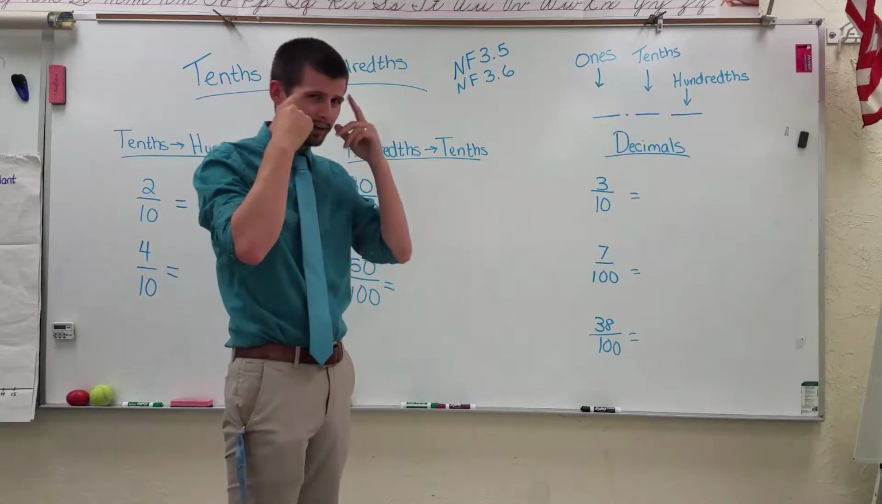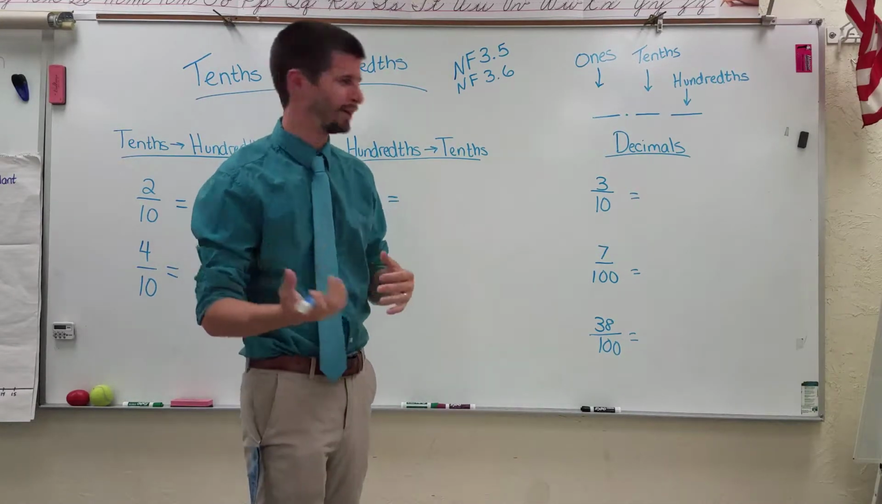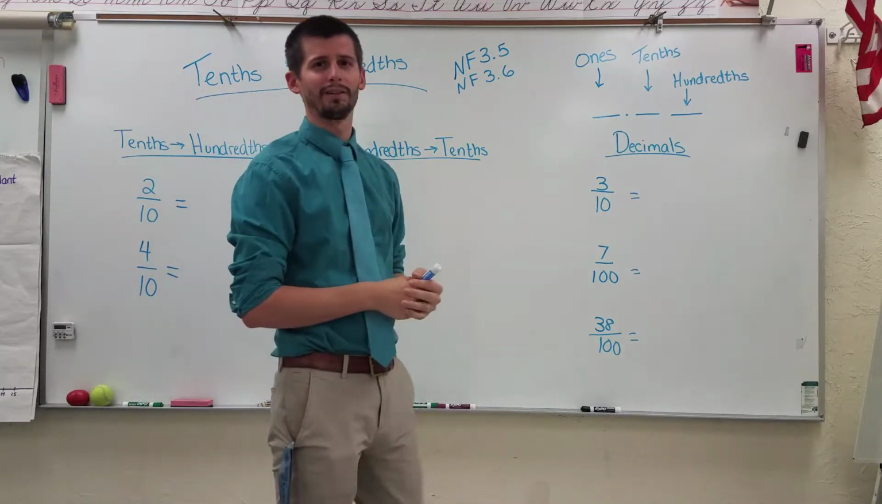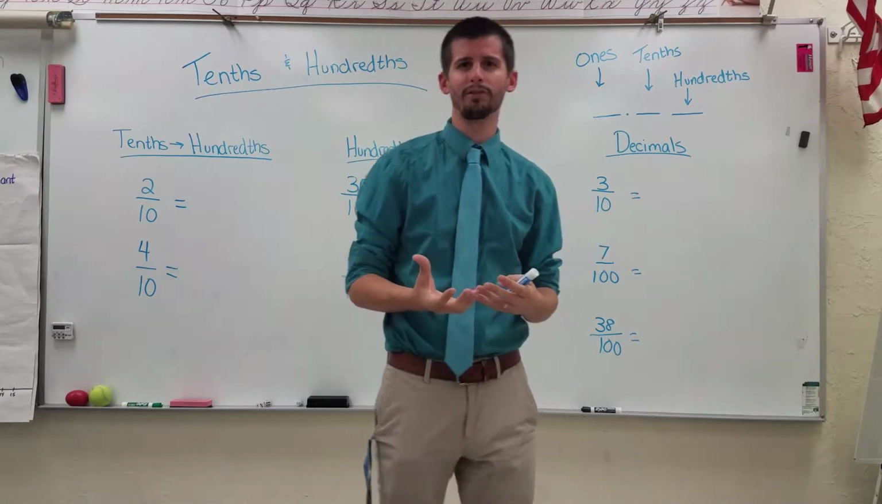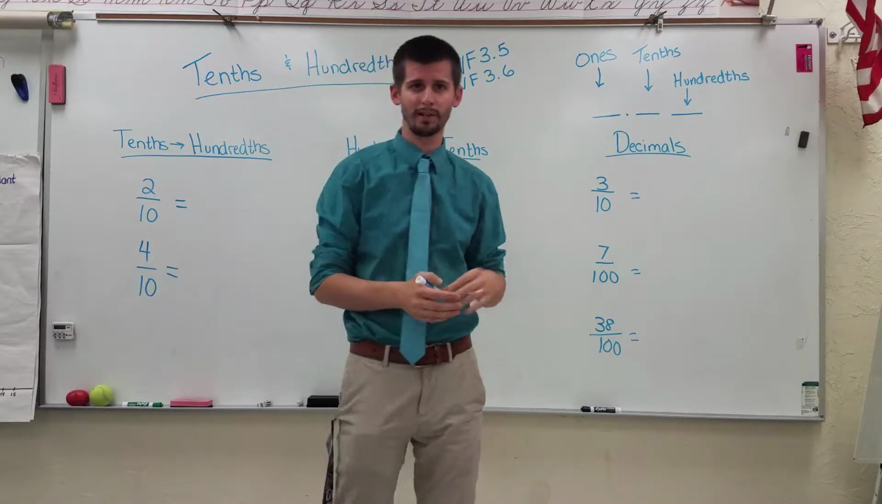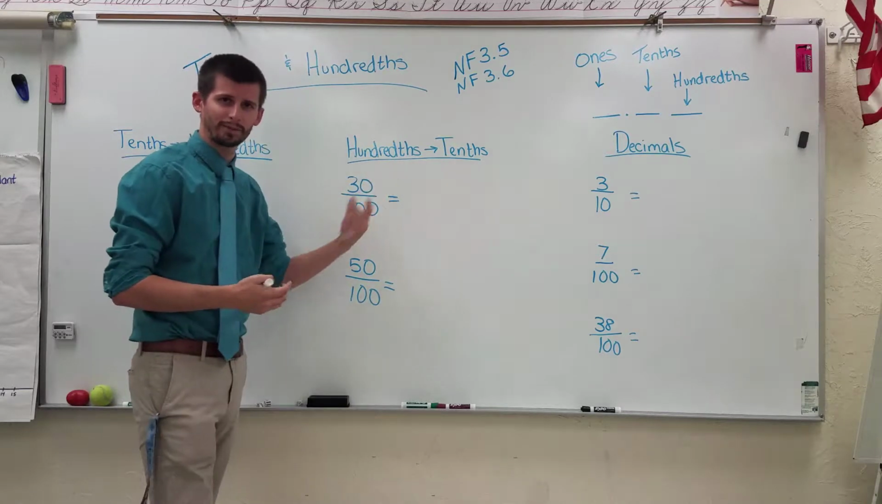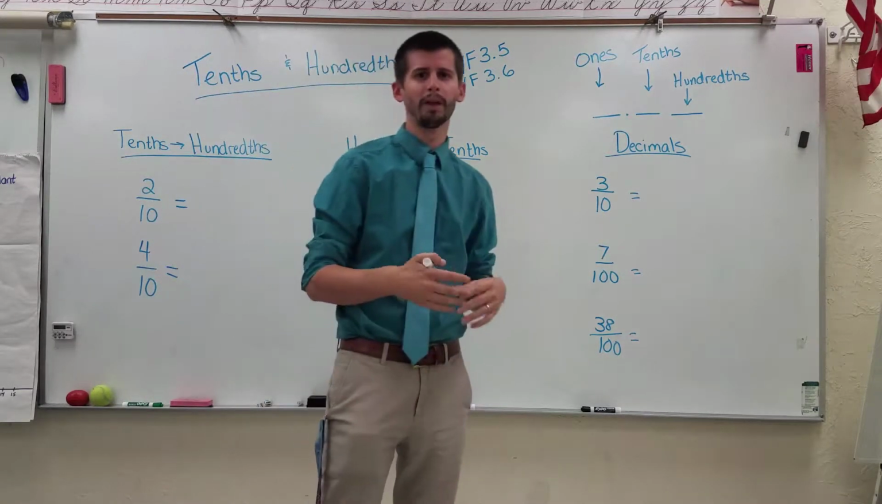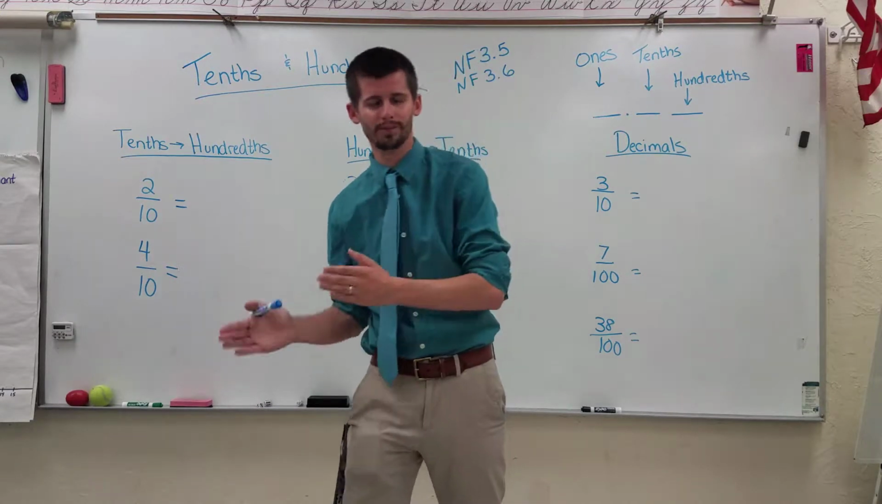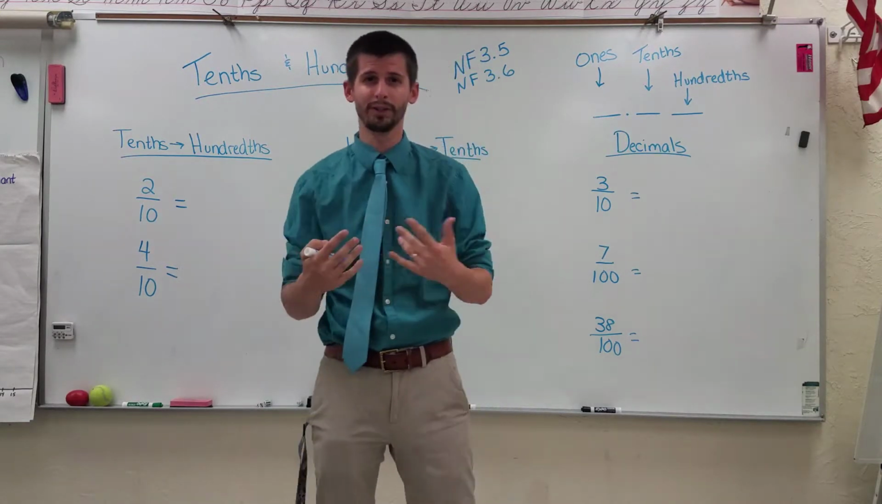So the way that I like to think about this is think about money. With tenths, the dimes, we need 10 dimes to come up with a whole dollar. So I like to think of tenths as dimes, and pennies would be the hundredths because you need 100 of them to make up a dollar. I talk to students a lot about this to really help them go from tenths to hundredths, and hundredths to tenths.